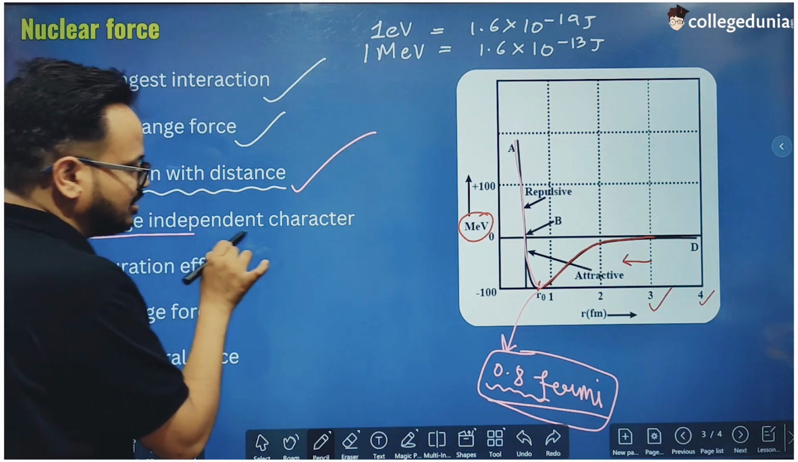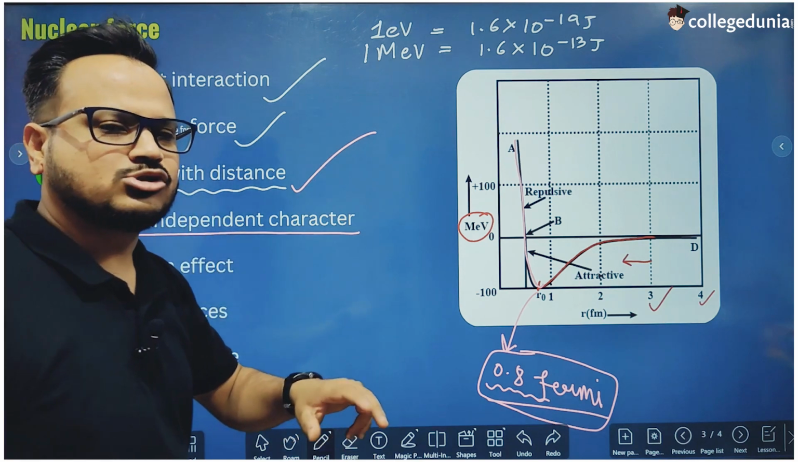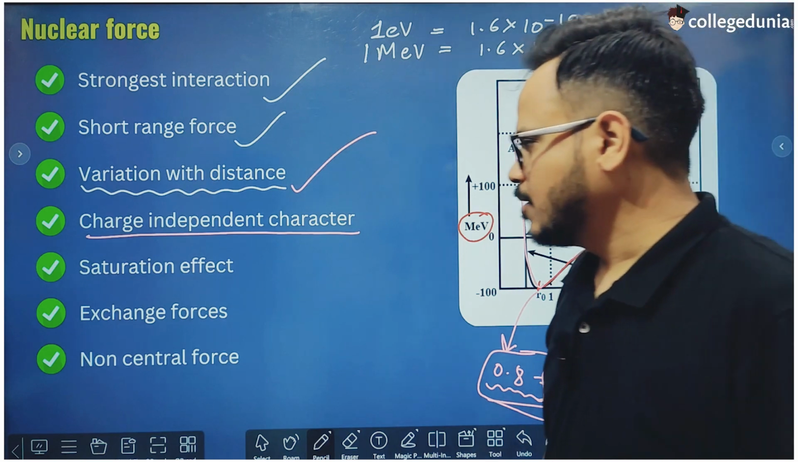It is charge independent, as we have discussed. It is also present between proton and proton. It is also present between proton and neutron. It is also present between neutron and neutron.